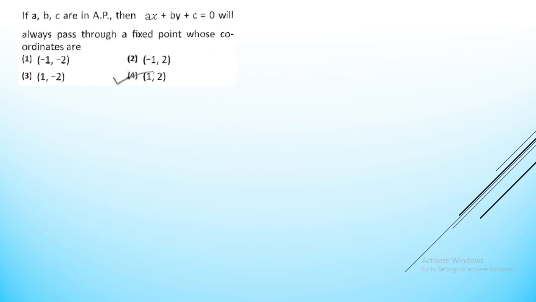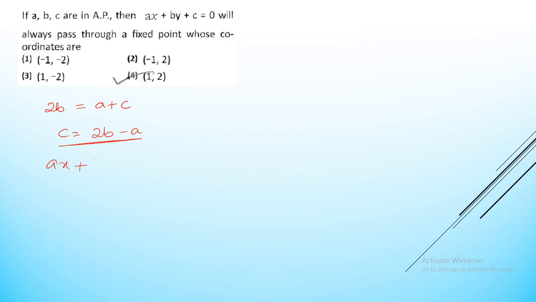So if A, B, C are in AP, then Ax plus By plus C is equal to 0 will always pass through a fixed point whose coordinates are. So the question is given like this. A, B, C are in AP, so what is the relation that we can bring out? 2B is equal to A plus C. So from this I can write C is equal to 2B minus A. So replace C is equal to 2B minus A in this equation.